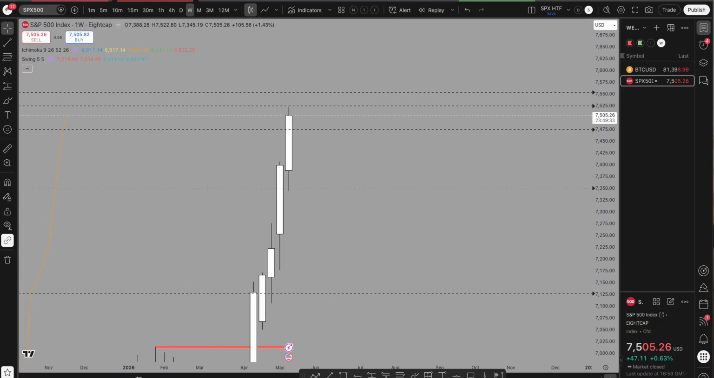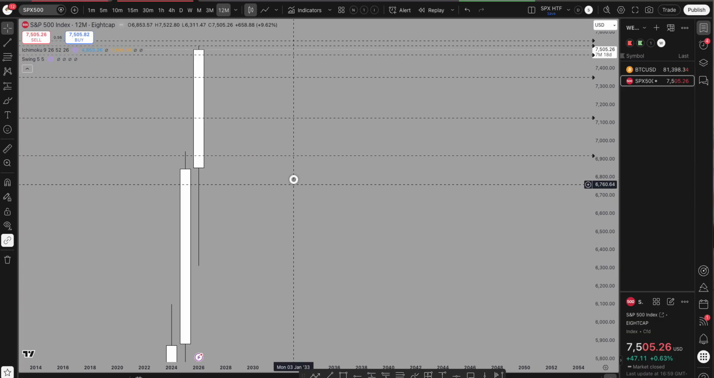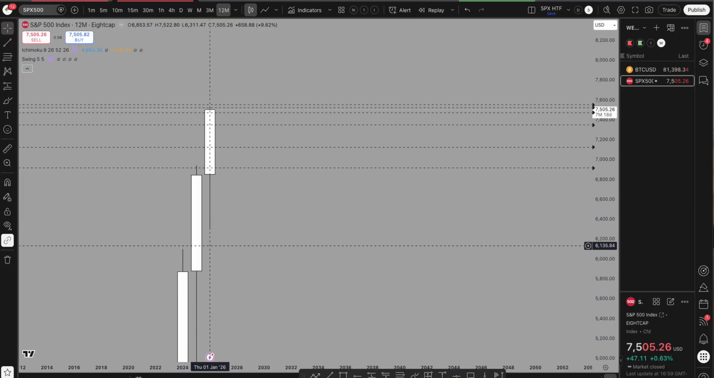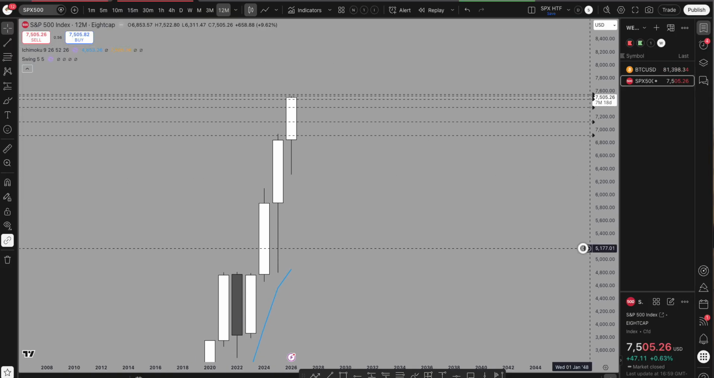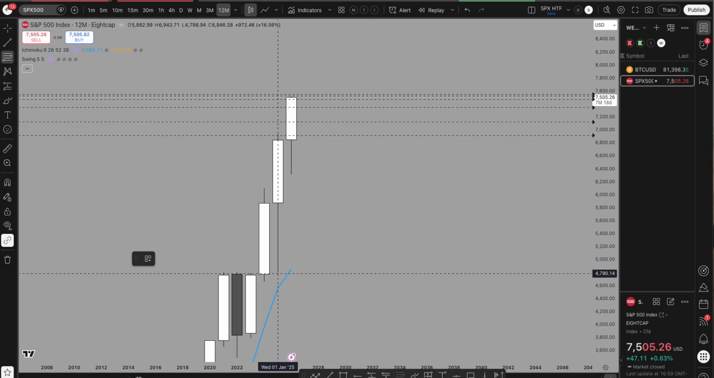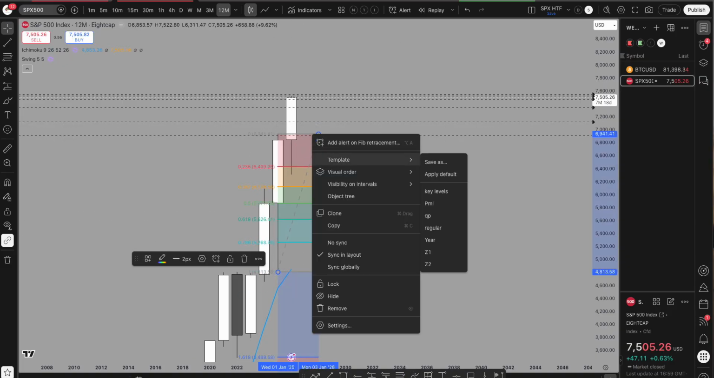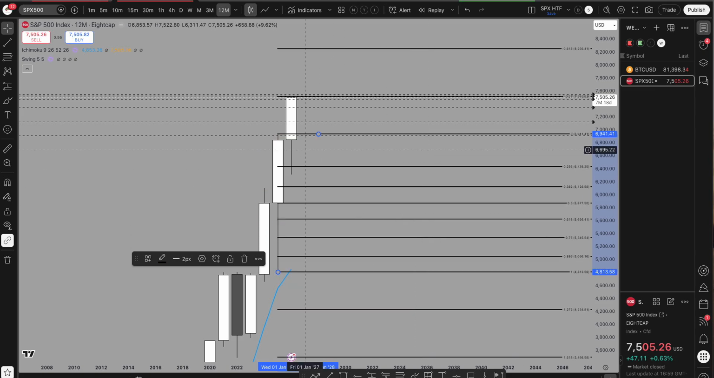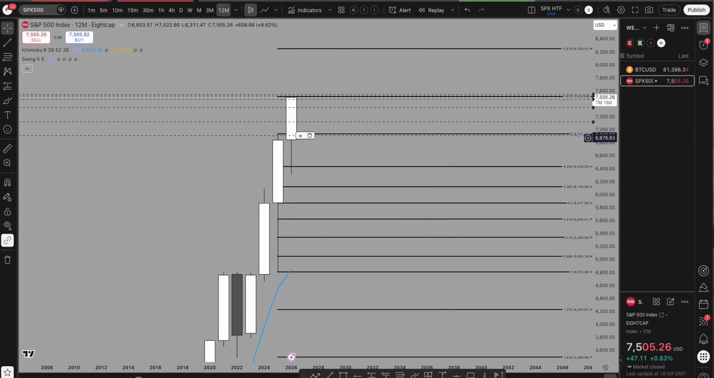All right, so the first thing we want to do is start on the yearly time frame. You can see here we pulled back and then we created this wick and went up. Now I am a Fibonacci trader. My entire strategy is based off Fibonacci and market structure. So here we go, we put the Fibonacci here.